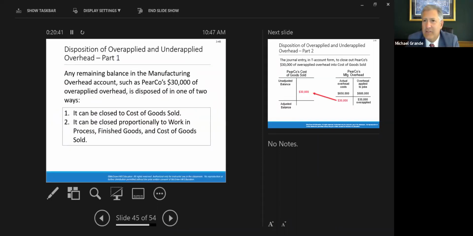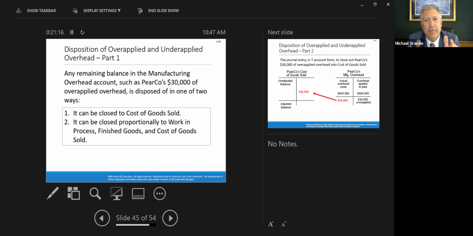Any remaining balance in the manufacturing overhead account, such as Peerco's $30,000 of over applied, a net credit, is disposed of in one of two ways. Number one, it can be closed to the cost of goods sold. Or two, it can be closed proportionately to work in process, finished goods, and cost of goods sold. So what's important here is to understand two concepts. Number one, materiality, and number two, the matching principle.